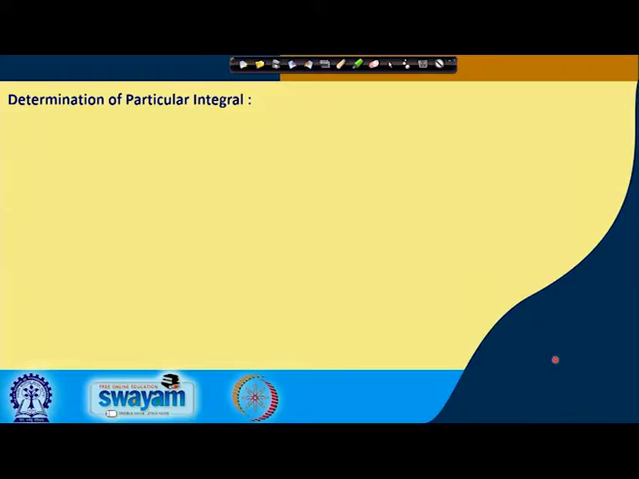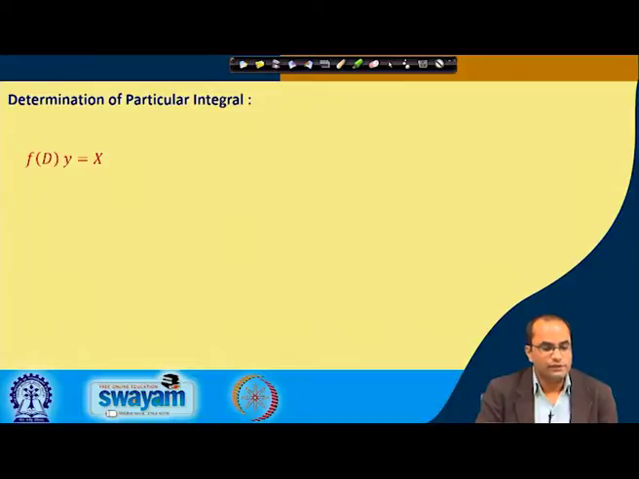So, in the last lecture we have already seen how to get the complementary function of the linear differential equation with constant coefficients, and we have also discussed that to find the general solution of a given differential equation we need to find the complementary function and the particular integral. When we add the two, we get the general solution of the given non-homogeneous differential equation. So, in today's lecture our focus will be how to find a particular solution of the given differential equation.